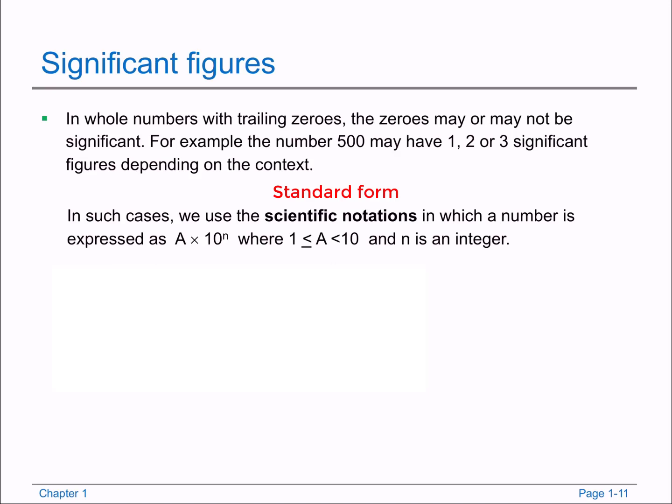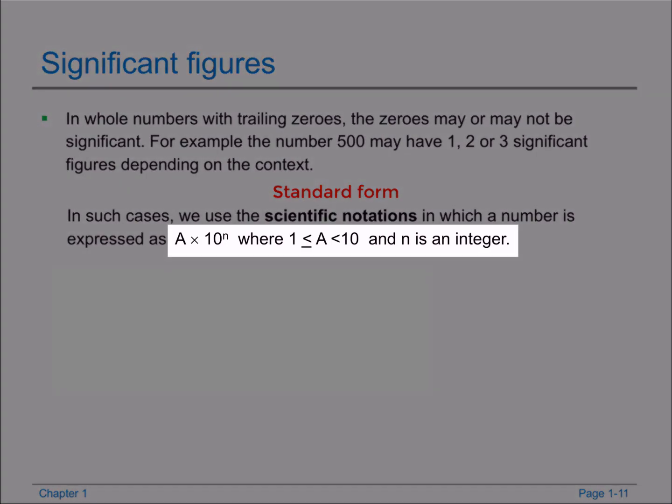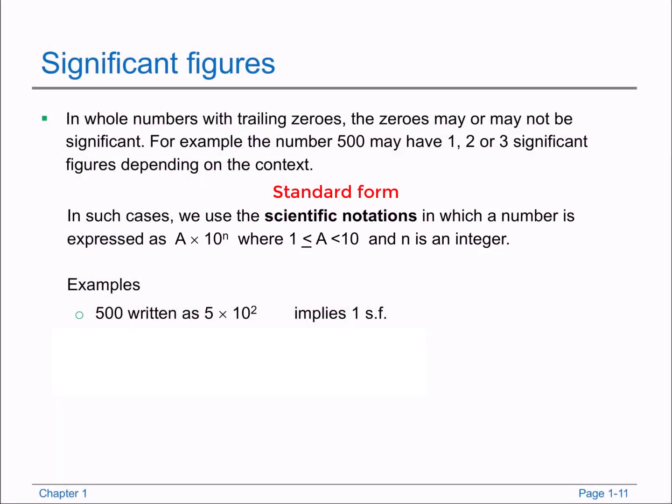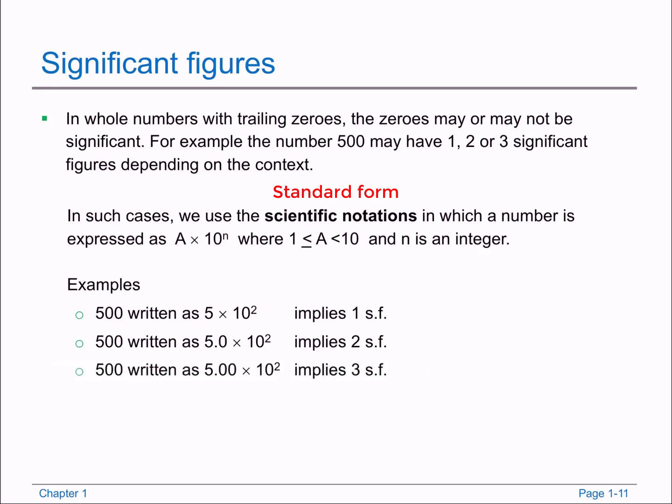So in scientific notation, the number is expressed as a multiplied by 10 to the power n, where a must lie between 1 and 10 and n is an integer. So 500 can be written as 5 multiplied by 10 to the power 2, which in that case only carries 1 significant figure because of this number 5. But it can also be written as 5.0 times 10 to the power 2, which in that case carries 2 significant figures because of 5 and 0. Or 500 can also be written as 5.00 times 10 to the power 2, which carries 3 significant figures because of the number 5 and the 2 zeros here.